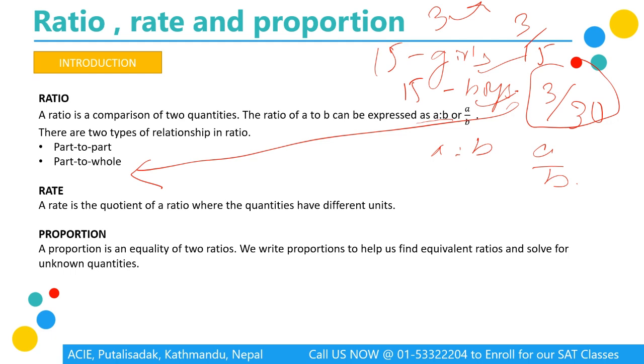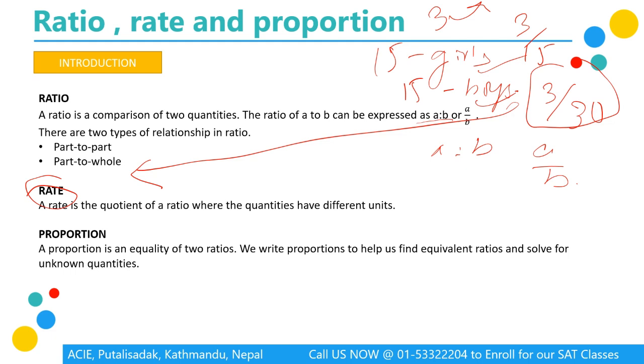Now moving on to rate. The rate is the quotient of a ratio where the quantities have different units. So it's really not anything different, it's just like speed. Speed is distance by time taken, something on the lines of that is rate. That's it. And then moving on to proportion.